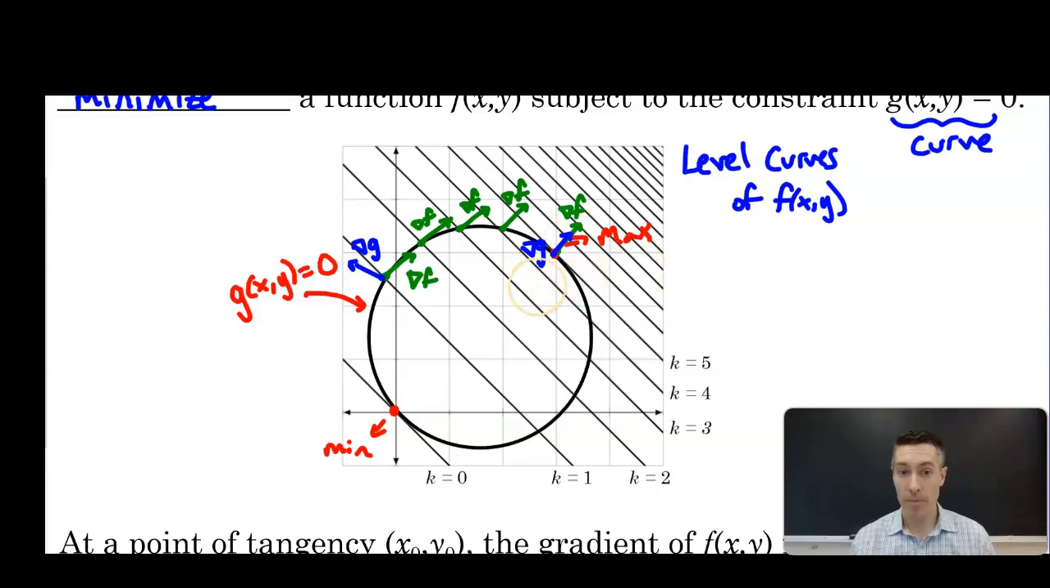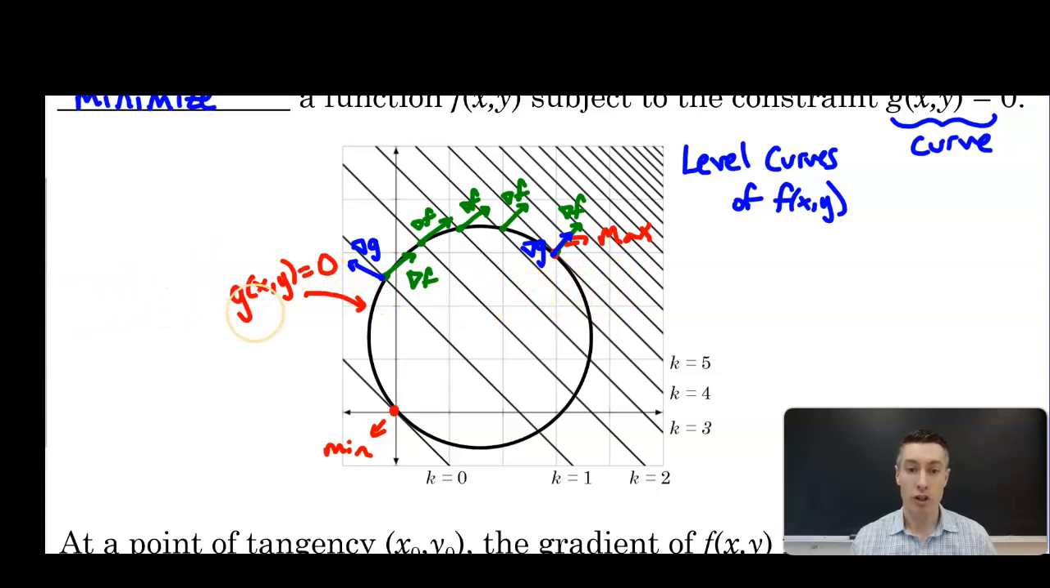They could point in opposite directions, so it is the case that the gradient of g could be pointing inward. We would have to know where more level curves of g of x y would be to see where the increasing direction is. But regardless, if it points outward or inward, they are still going to be parallel to one another. And that fact is what unlocks the method of Lagrange multipliers.